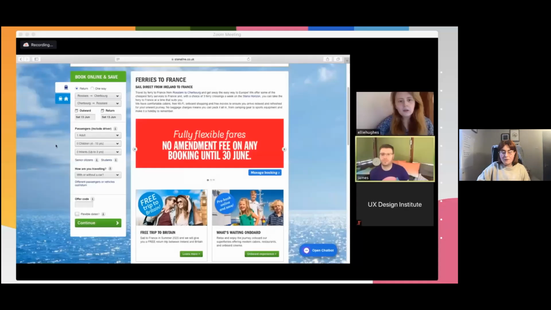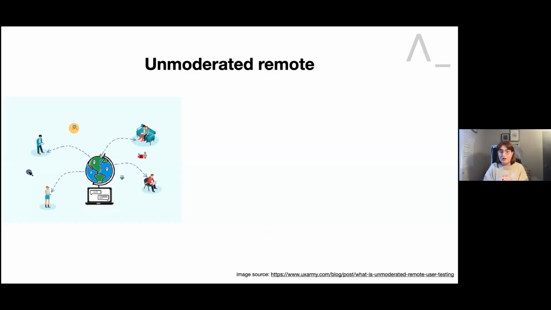So you can see from that video that the user is actually having to doubt themselves there. They're not really too sure about those icons. And what happens afterwards is that the facilitator has to jump in and remind the user of the details of the task that they carried out. And that feeds us on nicely to the next methodology, which is unmoderated remote.